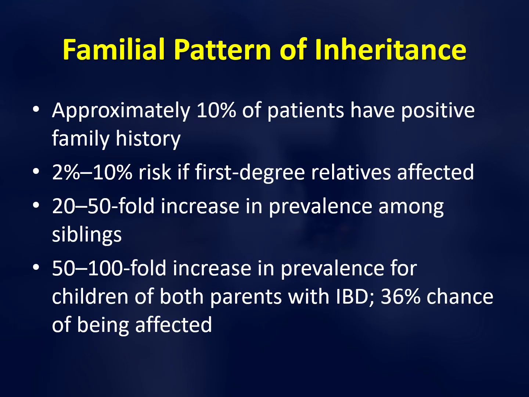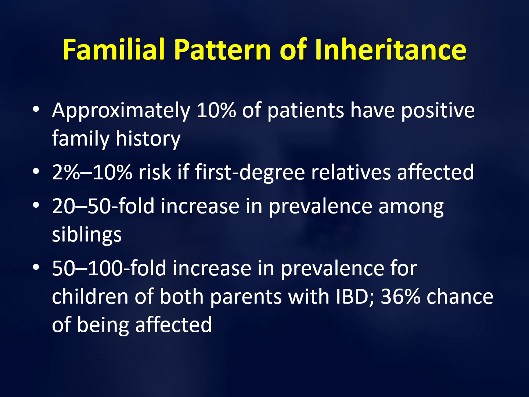Another way of looking at the genetic susceptibility of developing IBD is looking at the familial pattern of inheritance. So approximately 10% of patients have a positive family history of IBD when they are diagnosed themselves with IBD. A 2 to 10% risk is described in first-degree relatives affected. So if you have a brother or a sister or a father or a mother with IBD, you have between 2 to 10% risk of developing IBD compared to a person of the same age who does not have a father or a mother or a sister or a brother with IBD.